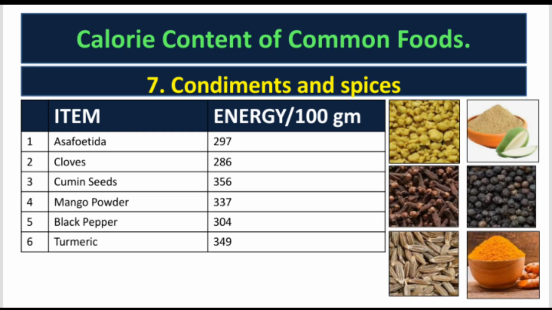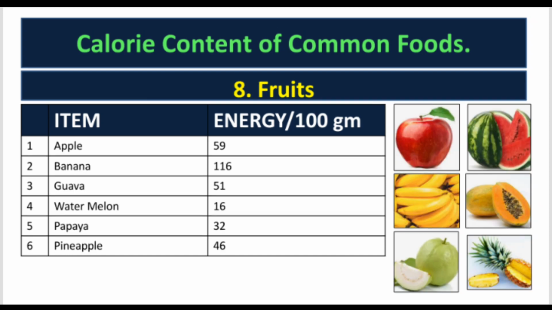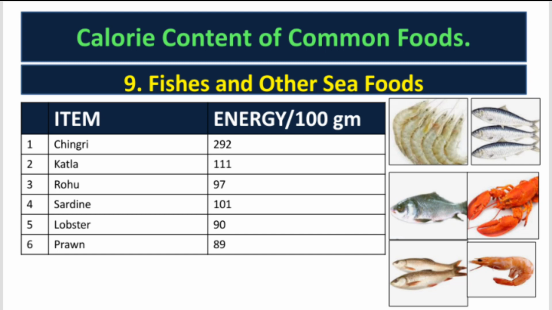Here is a list of foods which make our food palatable. These are the condiments and spices. They are high calorie foods in the range of around 300. But since they cannot be practically consumed in large quantities, we don't need to be afraid of them. These are the common fruits. Notice that in spite of being sweet, their calorie content per 100 grams is much less than cereals, pulses and nuts.